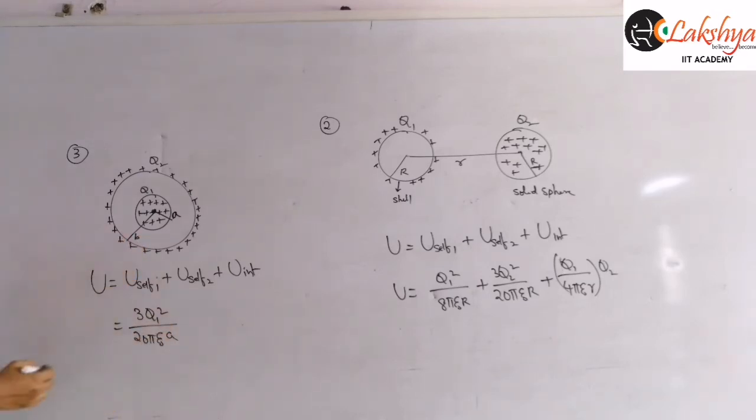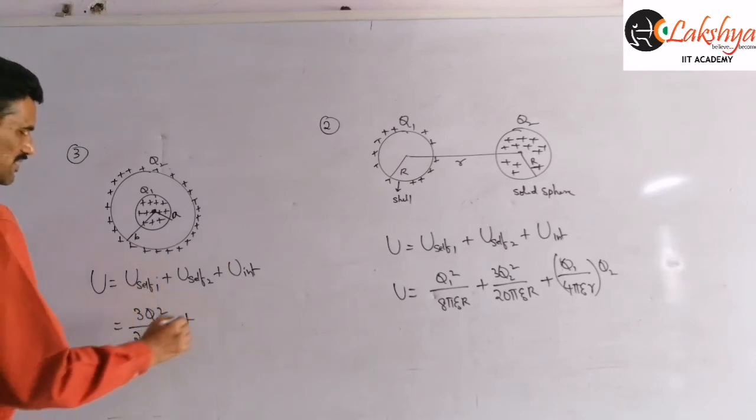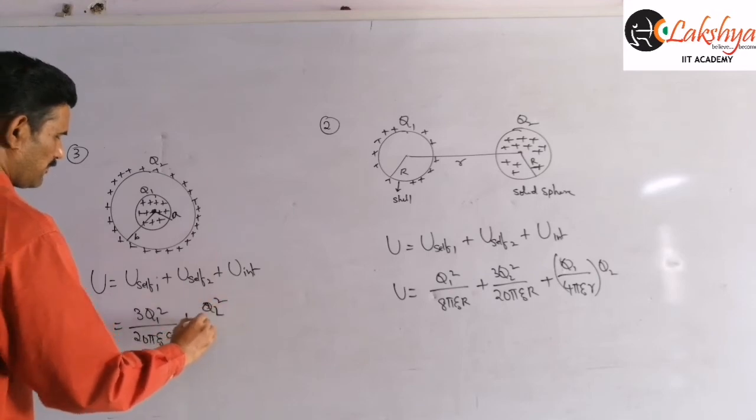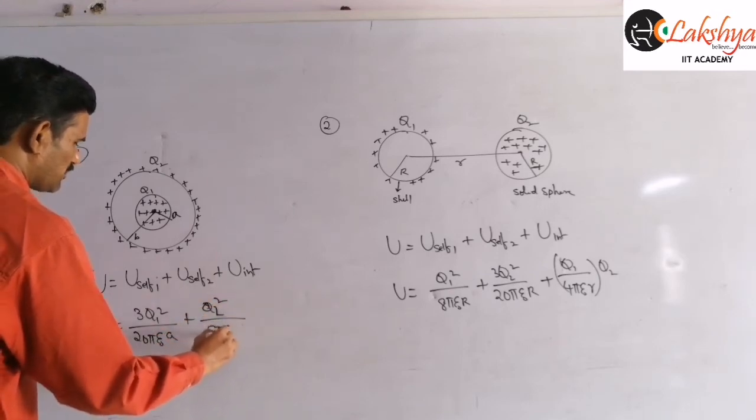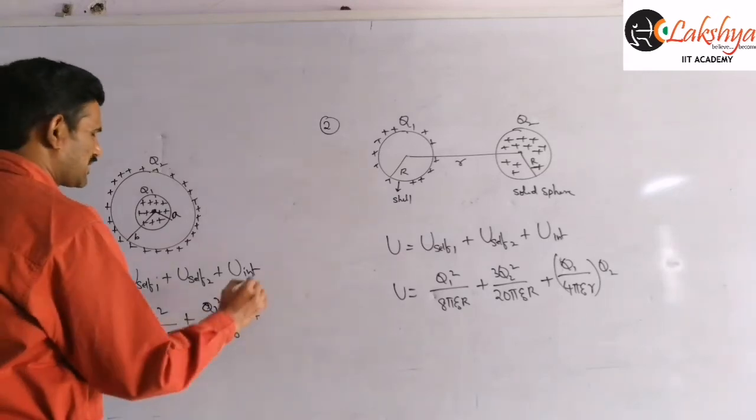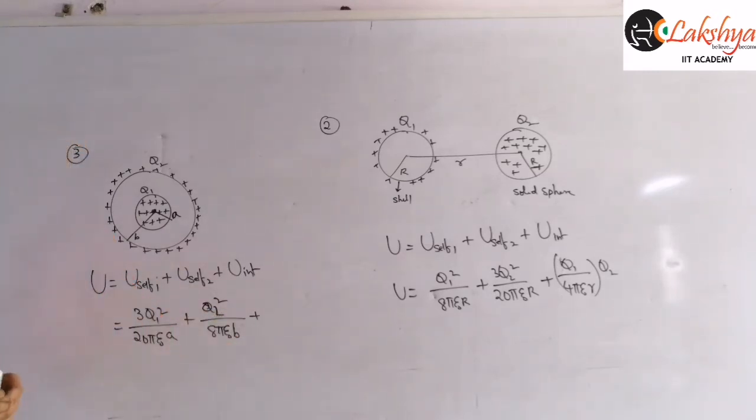Its radius we are taking as A, plus the self energy of the second object. So it is Q2 square by 8 pi epsilon naught B. It is the self energy of the shell, plus now see interaction energy. Now how to write the interaction energy of the system in this case?